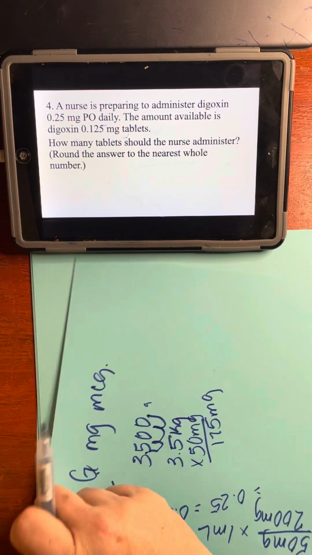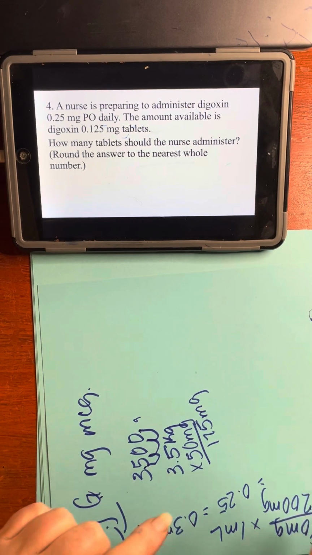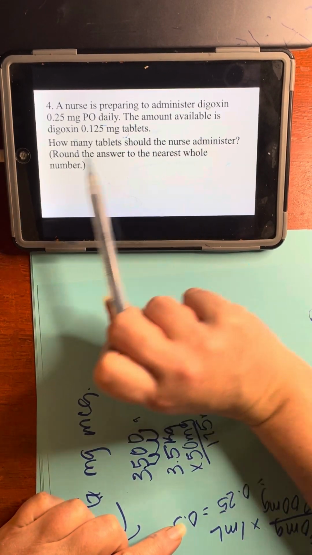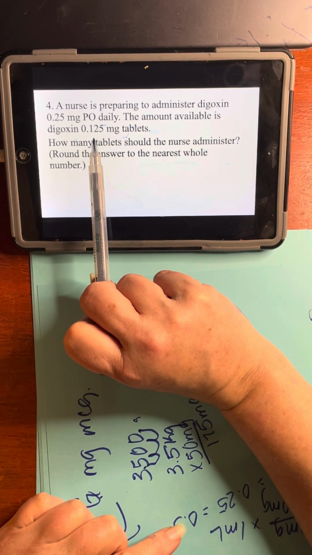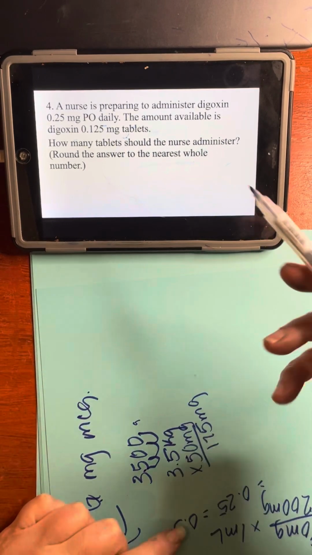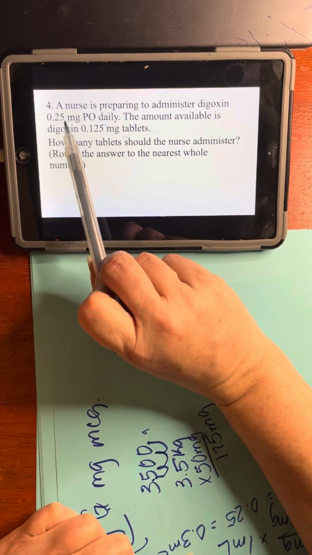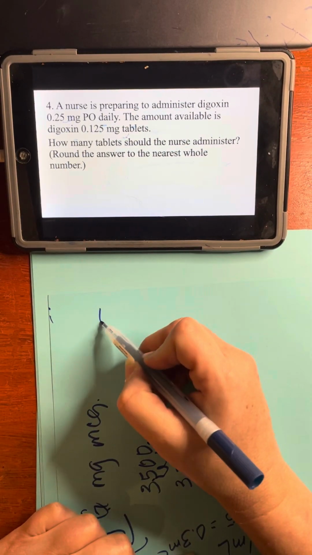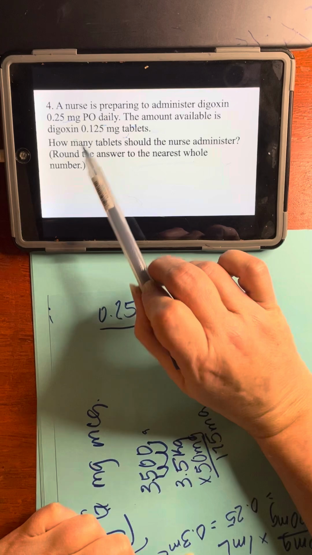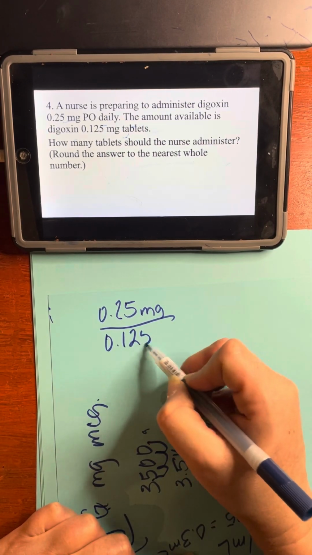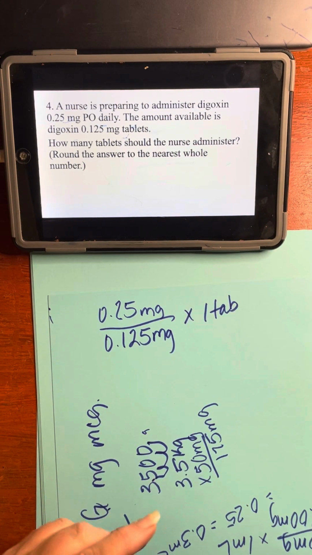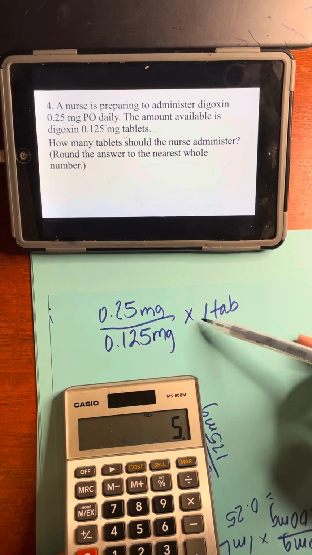Okay. A nurse is preparing to administer digoxin, 0.25 milligrams PO daily. The amount available is digoxin 0.125 milligram tablets. How many tablets will you give him? So what he wants, Mr. Man, is for him to get 0.25 milligrams. And what I have in my hand is 0.125 milligram tablets. How's it come? Tablets. And then here we're going, that divided by that times that.